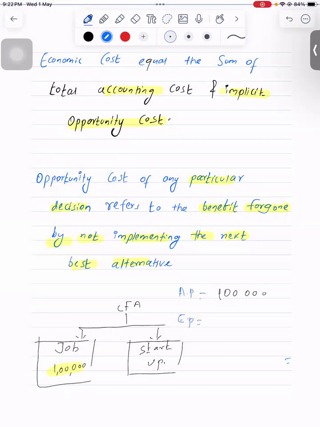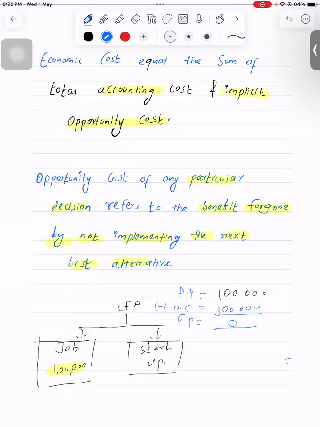To calculate economic profit, what will you do? You will adjust opportunity cost. You will subtract opportunity cost. So tell me, what is your opportunity cost? Your opportunity cost is also 1 lakh. So what is your economic profit? Your economic profit is 0.